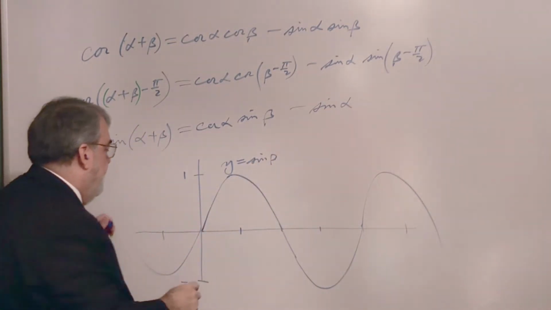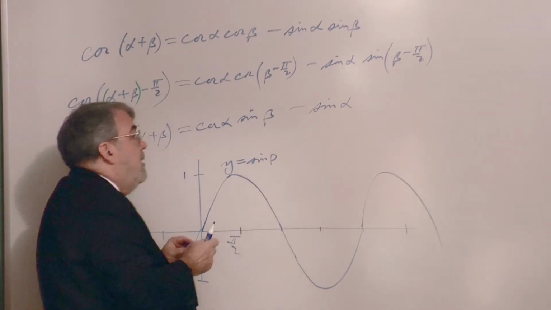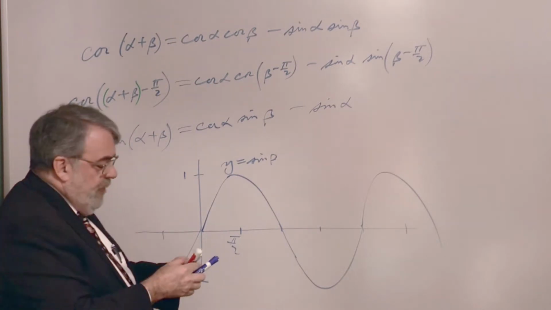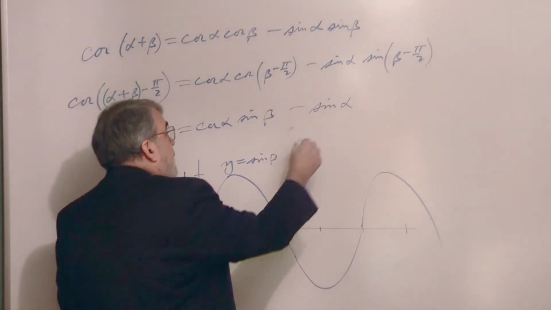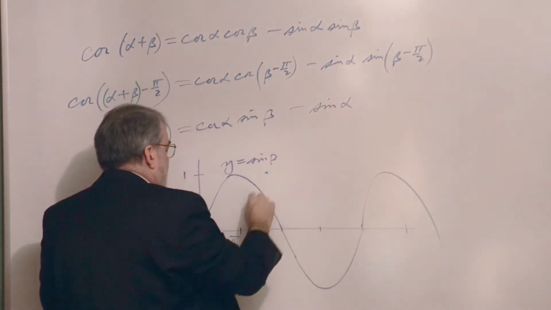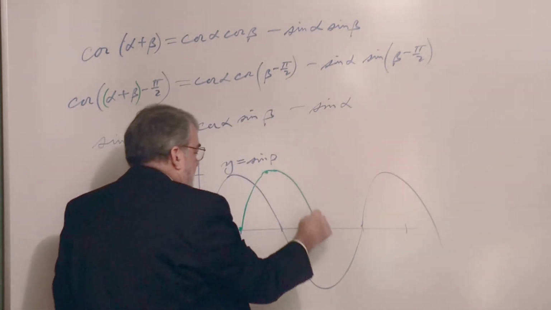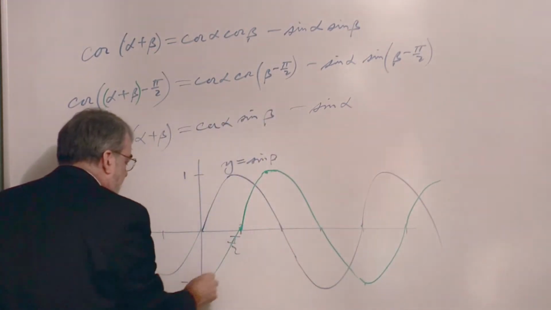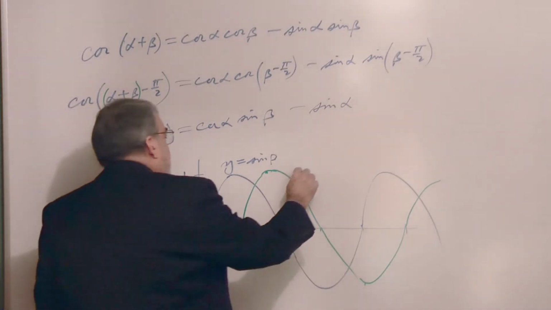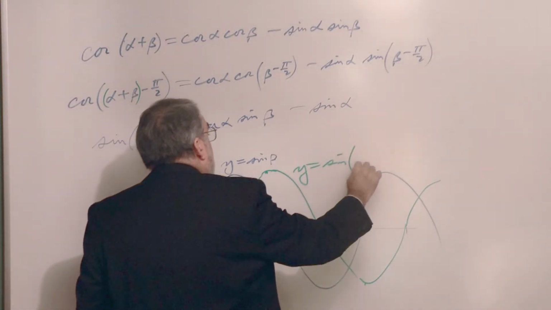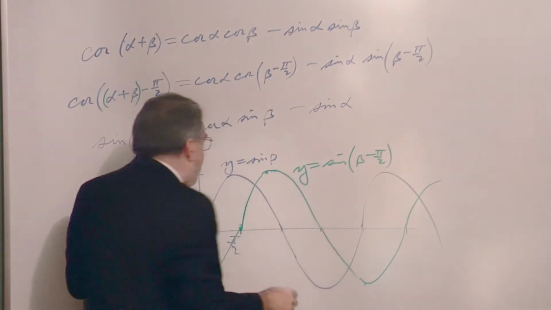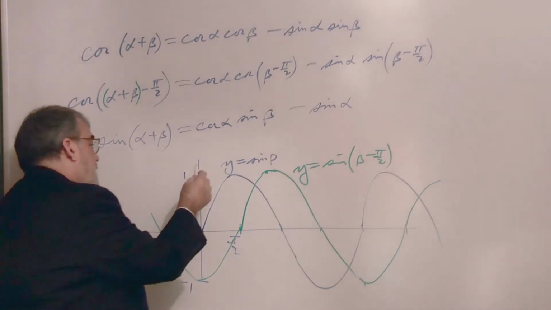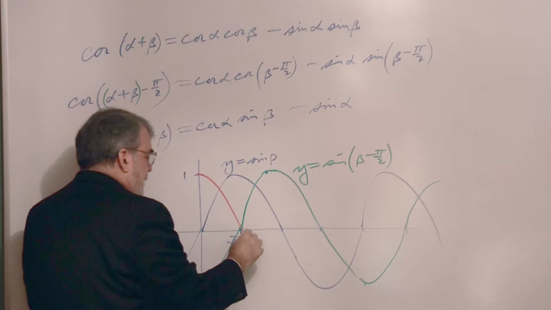Great. Now, if I replace beta with beta minus pi over 2, then I get this graph. So that shifts it to the right by pi over 2 units. I wonder if you can see what's coming here. It's a little tricky. And yeah, I had to think my way through this. So the green graph is y equals sine of beta minus pi over 2. Now, how does that relate to cosine? You see, cosine, the red graph, goes like this.